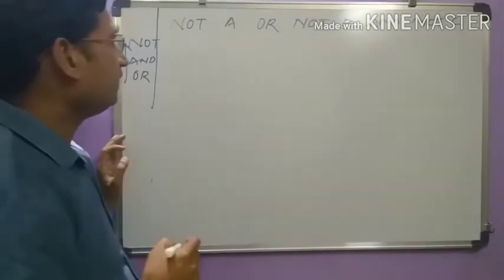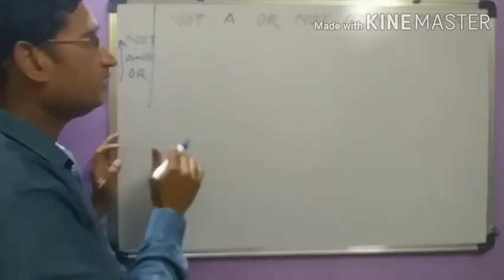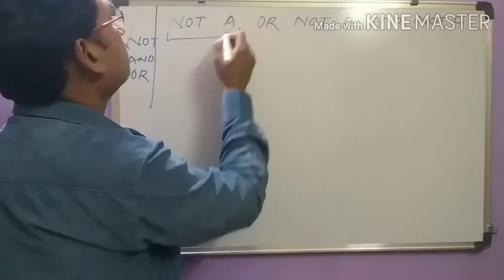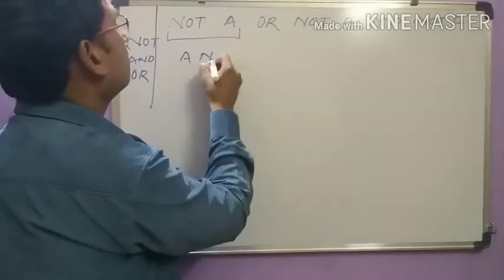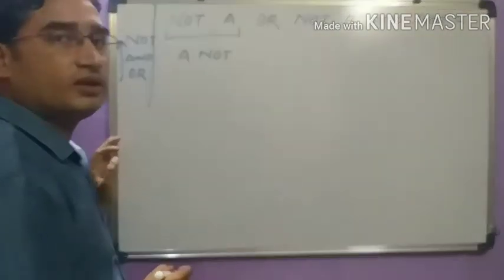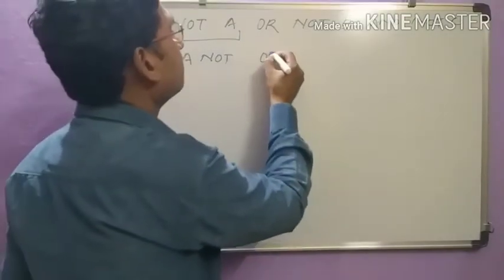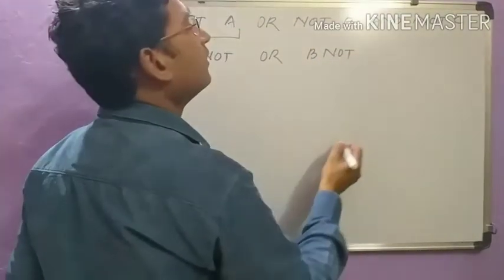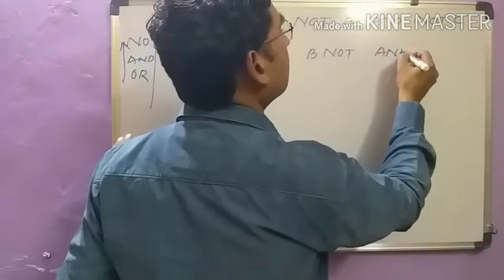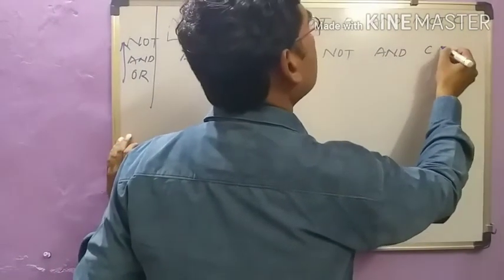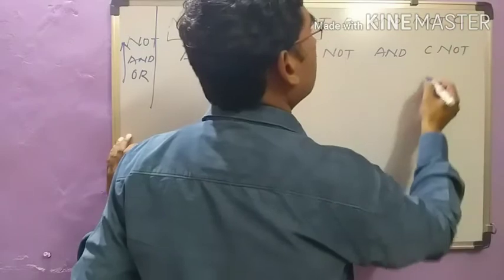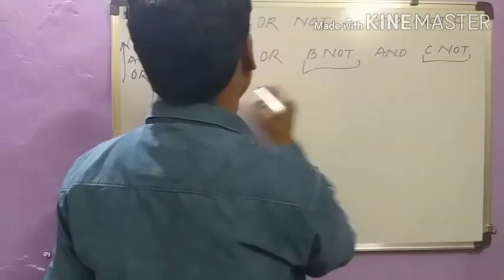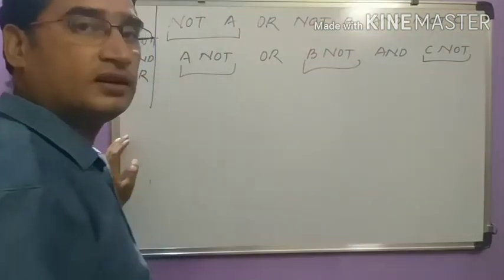Keeping it in mind, first you need to convert A not into postfix. Now write or, B not, write and here, and you can write here C not. Now all this is converted into postfix.